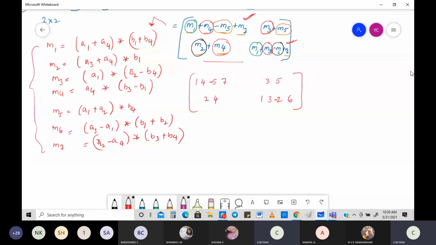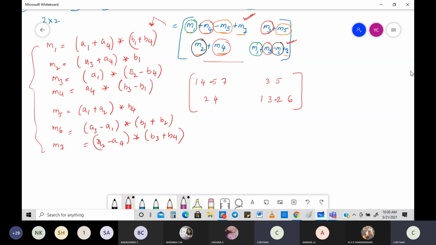If they give this, it is very clear from the above relation that Strassen's multiplication algorithm requires 7 multiplications, M1 to M7, and 18 additions and subtractions. If you count, you will get 18. Whereas the divide and conquer technique requires 8 multiplications and 4 additions.